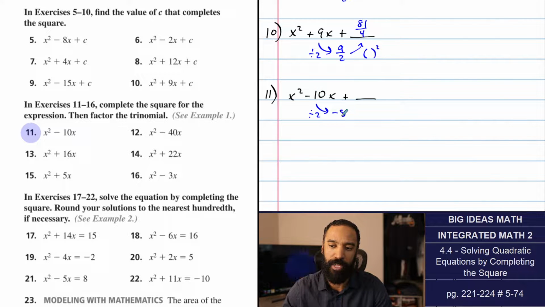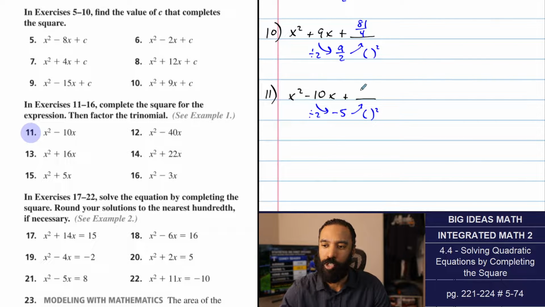Dividing negative 10 by 2 to get negative 5, and then squaring it here. Negative 5 squared is 25. Now, that's not the answer. They want us to then write the factored form of this. What two numbers multiply to 25 and add to negative 10? It's this number, twice. (x - 5) quantity squared.